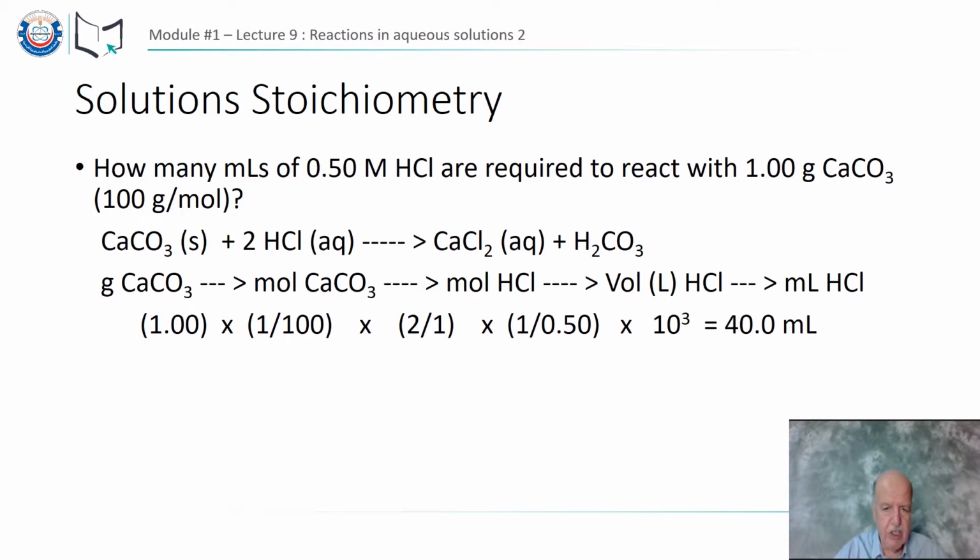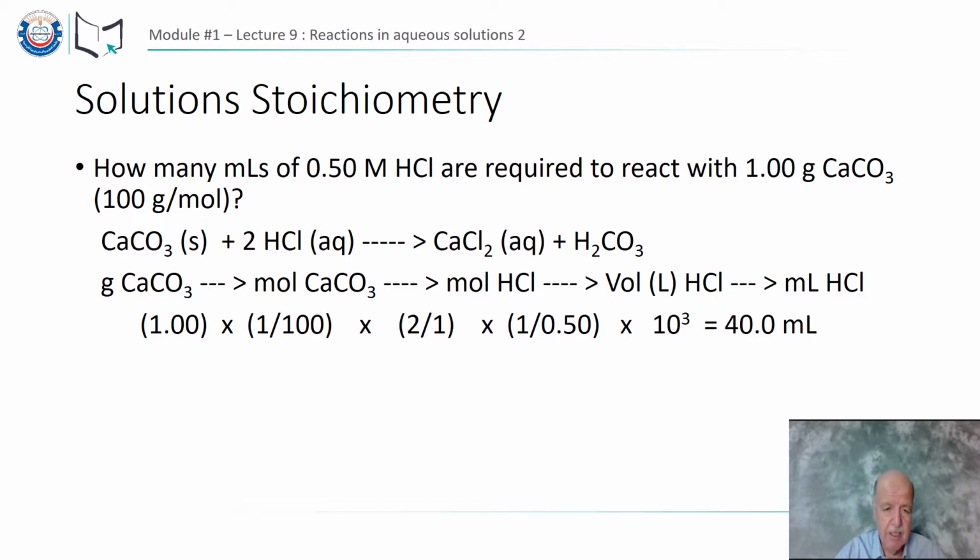Next: milliliters of HCl required to react with 1 gram of calcium carbonate. Calcium carbonate is a solid, so the moles are mass over molar mass. Go to moles of HCl from the balanced equation, 2 over 1. HCl now is a solution. I have its moles. If I need volume, I divide by molarity, but the volume calculated will be in liters. If I need molarity, I divide by the volume in liters.